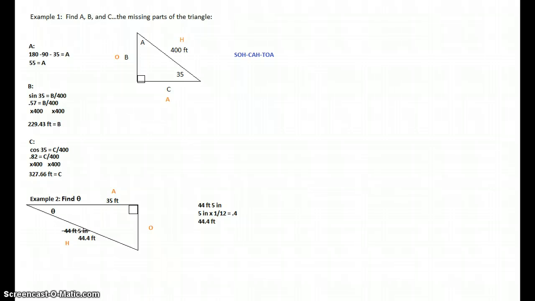Next, I have to figure out, okay, from theta, I know my adjacent and I know my hypotenuse. So I'm going to look up here and find which one of these, the SOH, the CAH, or the TOA, deals with adjacent and a hypotenuse. Looking up here, cosine does. So I'm going to use cosine. And I'm going to do the adjacent, which is 35, divided by the hypotenuse, 44.4. Now, I'm going to divide 35 by 44.4 to get 0.78.